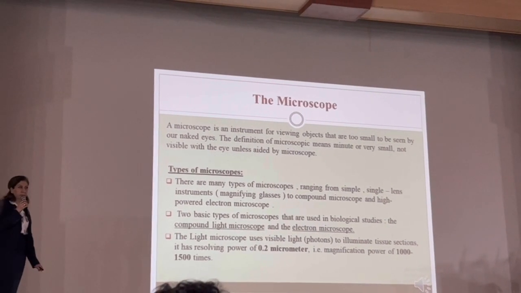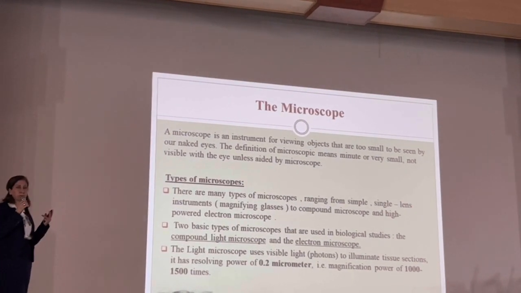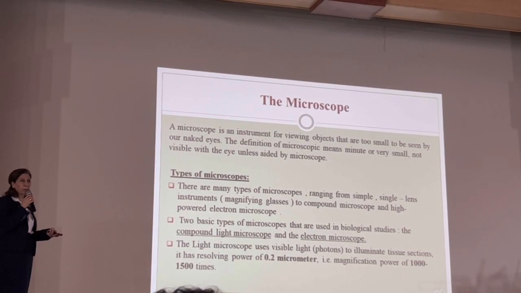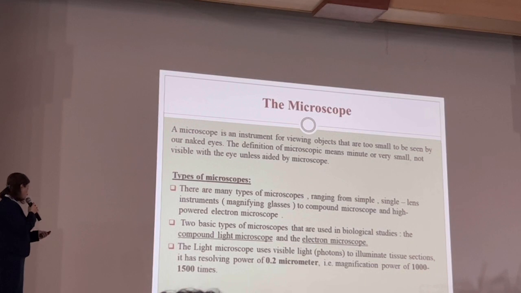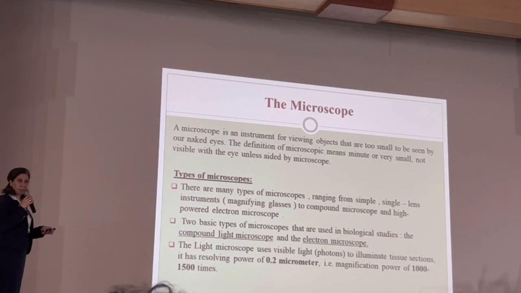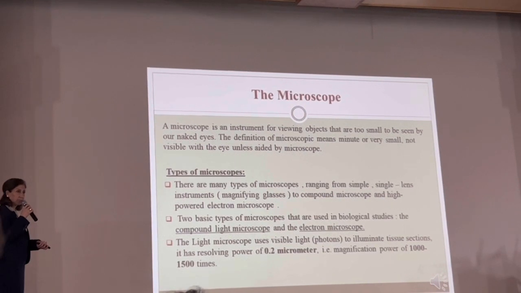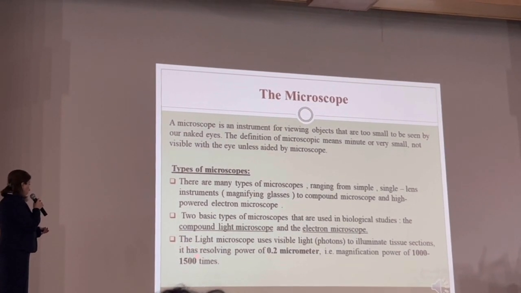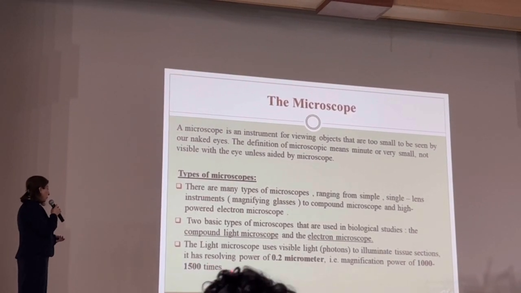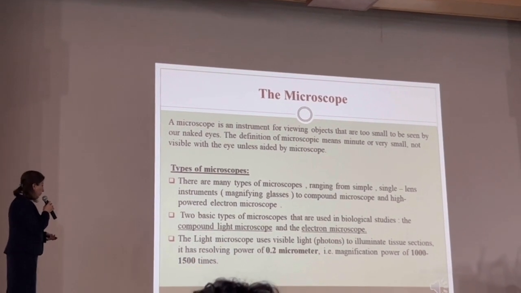Regarding the microscope, in more detail, we will discuss two types of microscopes: the light microscope, which is used routinely by the students, and the electron microscope, which you might see later on in the different stages of studying. We have the conventional compound microscope, which uses different magnifying glasses for study. The light microscope uses visible light, photons, to illuminate tissue sections. It has a resolving power of 0.2 micrometer and a magnification power of 1000 to 1500.